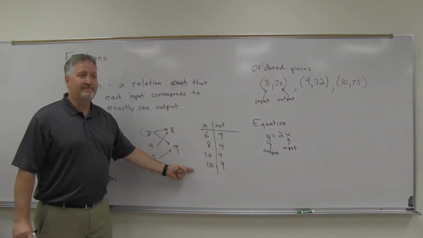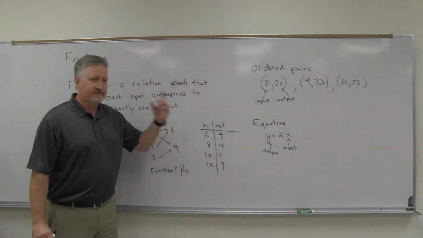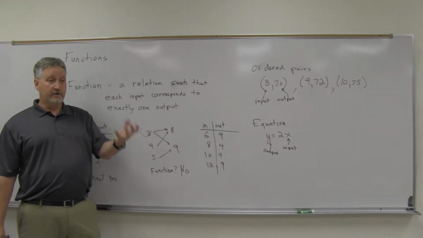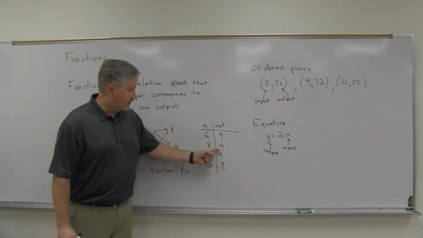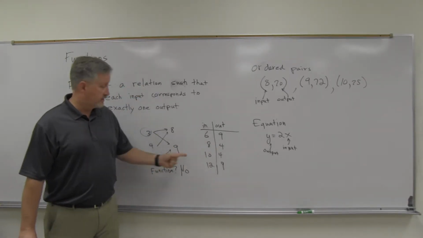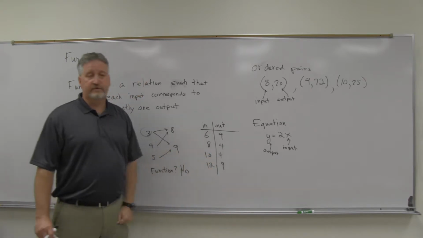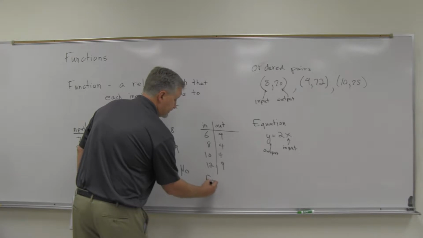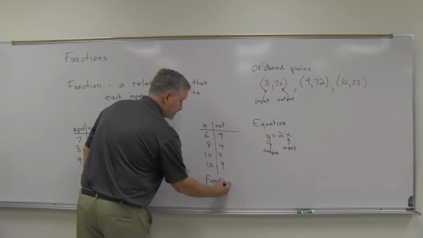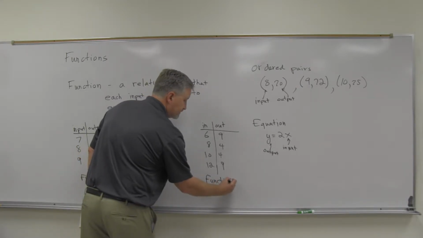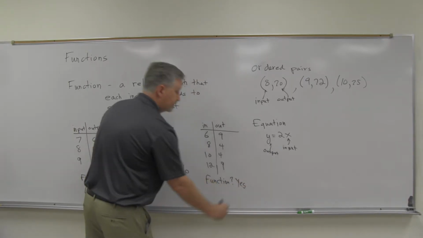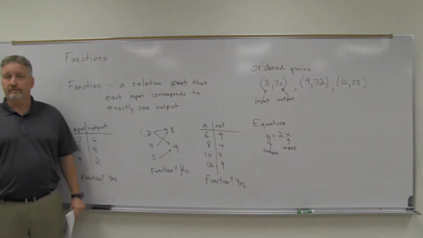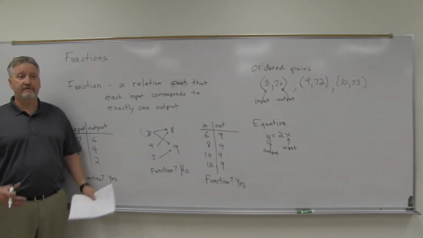It's what happens with the inputs, isn't it? 6 goes with 9, so that input goes with one output. 8 goes with 4, and that's the only output it goes with. 10 goes with 4, 12 goes with 9. So yeah, this is a function. Even though we have duplicate outputs, each input just goes to one output. So yes, that one is considered a function. You can have duplicate outputs.